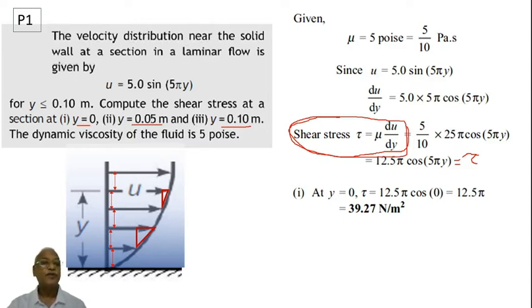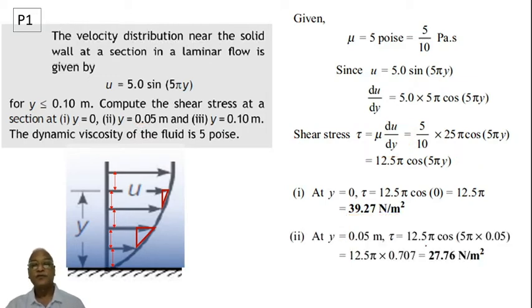Now if y is 0.05, slightly away, obviously what you should expect is, if du by dy is decreasing as you go away from the surface, this value of shear stress has to get reduced. Let us see what happens. For y equal to 0.05, after substitution of y, it is becoming 27.76. We have observed it rightly. The shear stress is much higher nearer to the surface, and as you move away, it is reducing.